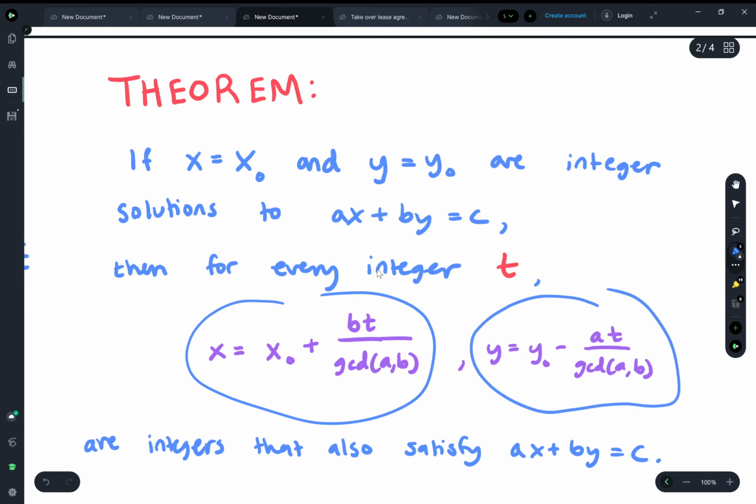x equals x naught plus bt over the GCD of a and b, and y is equal to y naught minus at over GCD of a and b. These two will also be solutions that satisfy the same equation, ax plus by equals c, and this is the Diophantine equation that we're solving.